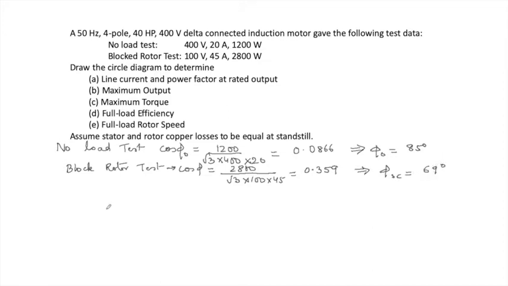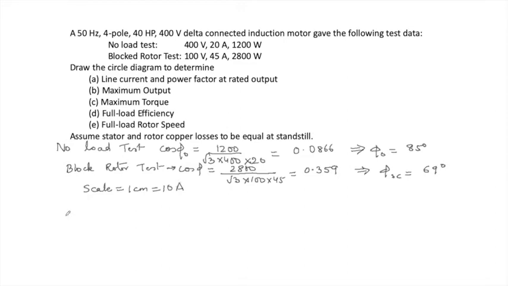Now we'll take the scale of this drawing. Because we have 20 amperes current under no load, we are going to take 1 centimeter equal to 10 amperes of current.